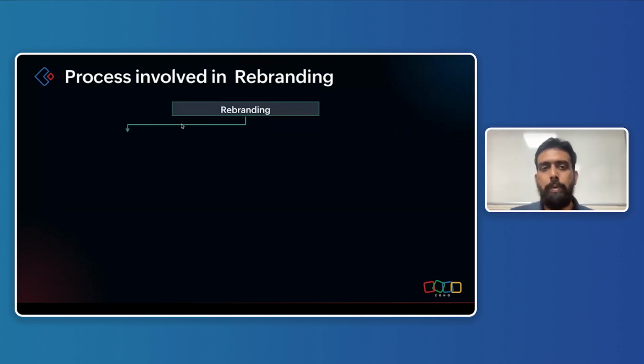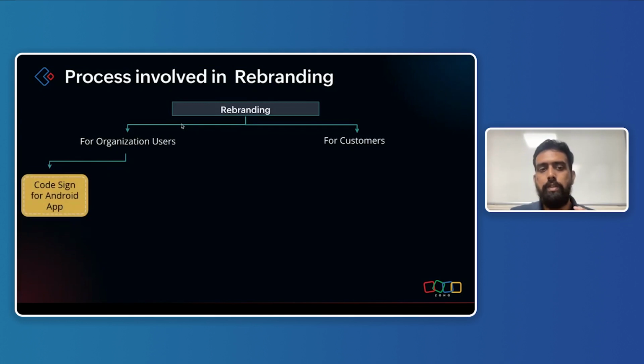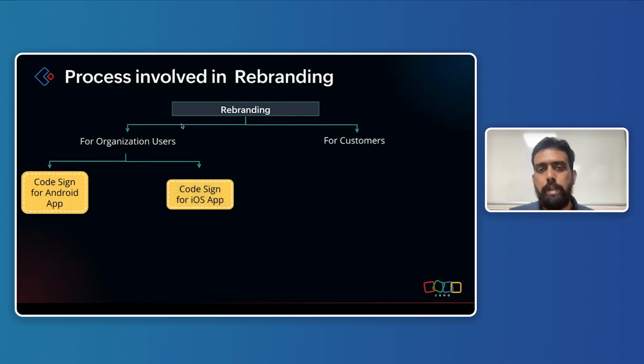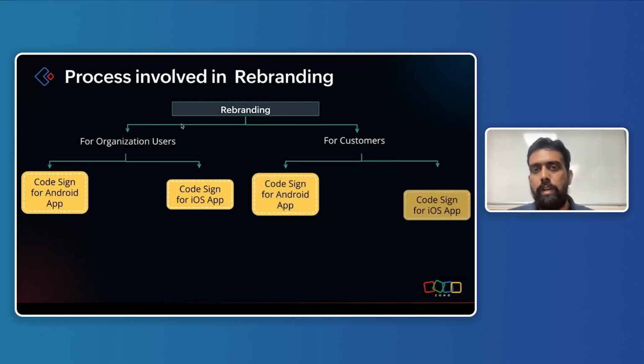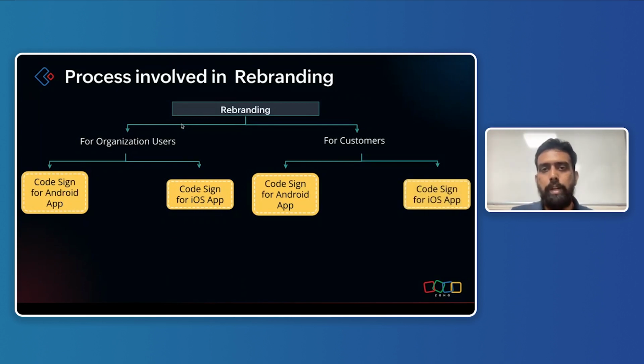Now, let's also see the process involved in rebranding for organizational users as well as for customers. For the organizational users, I have to code sign separately for the Android app and the iOS app. The application that you are developing is just one application, but for you to use it for iOS or Android, you need to code sign it separately for iOS, Android, and for different user groups as well.